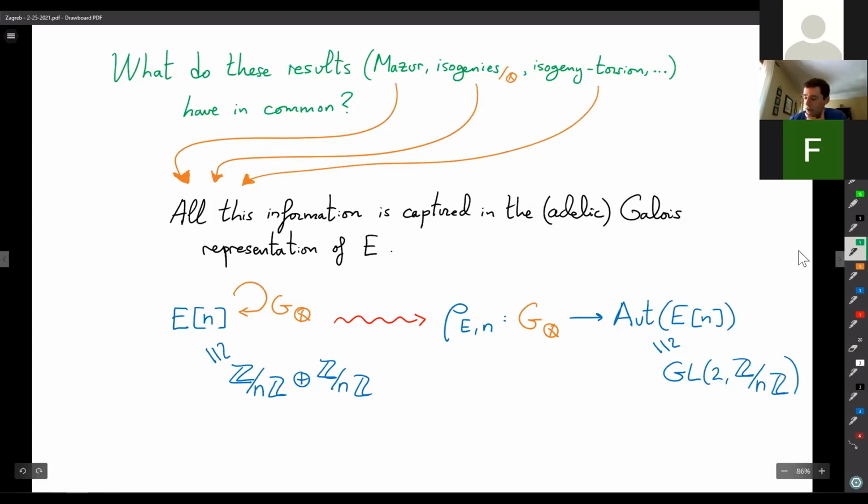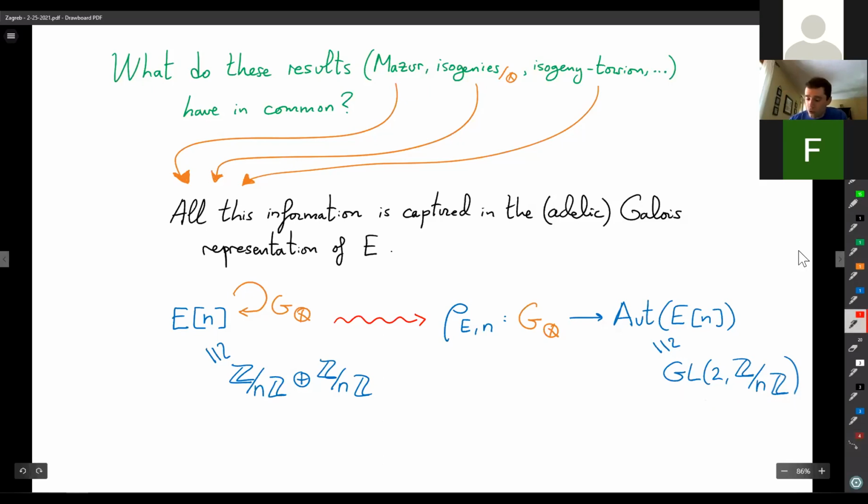So what happens is that we have the N torsion subgroup and the Galois group acts on it, and that induces a representation of the Galois group. It maps to the automorphisms of E[N], and upon choice of a basis of E[N], since it's Z mod N cross Z mod N, the automorphism group is isomorphic to GL2 of Z mod NZ. And the image here tells you the information about the questions we've had before.